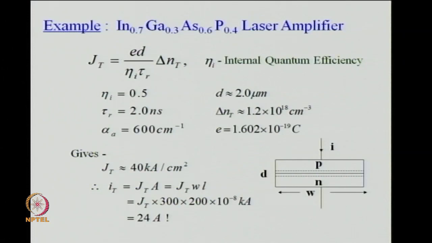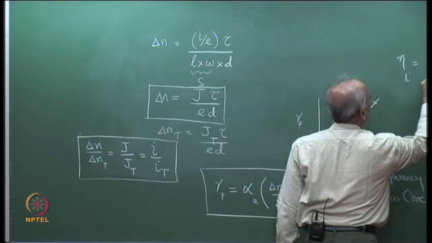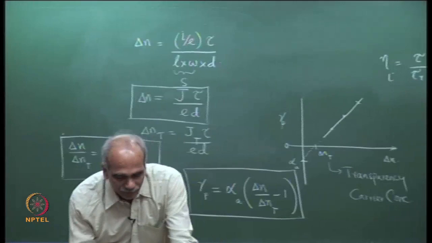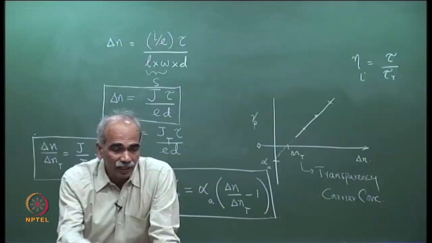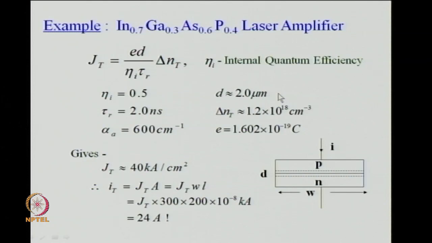JT, the transparency current density, is E into D by eta I into tau R. You recall that we had derived the expression eta I is equal to tau by tau R. So that tau has been replaced by eta I into tau R in the denominator, because eta I is known for the material and tau R also is a measurable parameter. You could have kept tau itself. Eta I is typically 0.5, some numbers we have put, D is about 2 micrometer and tau R is of the order of nanosecond. Transparency carrier concentration is given here, delta NT, because please remember it is delta N which will determine the separation between the Fermi levels. So the separation between the Fermi levels should be such that you reach a situation where there is neither gain nor loss. And therefore, delta NT is the parameter for a given semiconductor which will determine transparency.